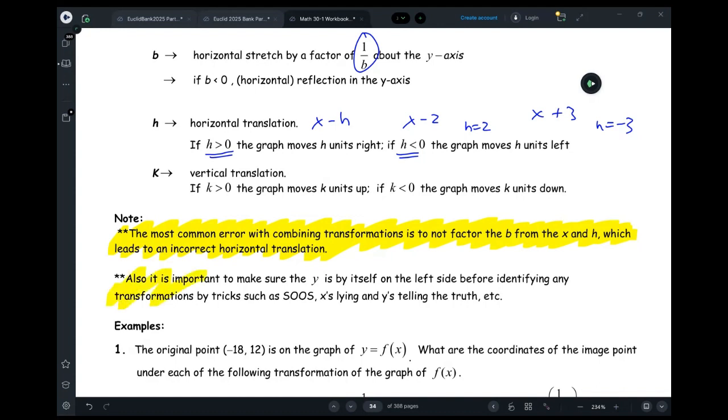It's also important to make sure that y is by itself on the left-hand side before identifying any vertical transformations. And this is actually for exactly the same reason as that previous note, it's just with the vertical items. If you leave the stretch on the left-hand side, but you move the translation over, that translation isn't quite correct yet. And you'll see what I mean when we take a look at some examples here.